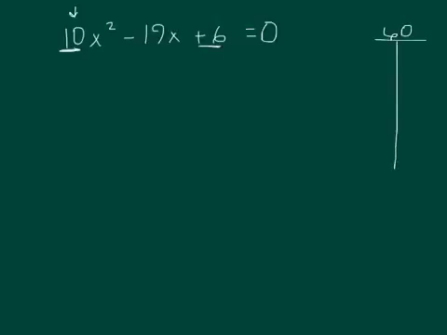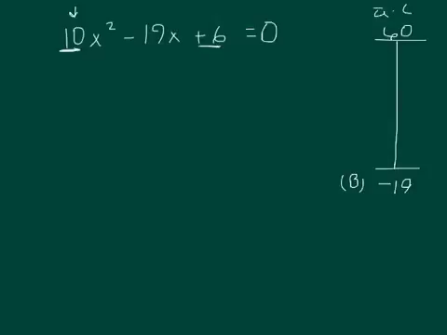And then I create this little t-chart over here. At the top I have a times c. Okay, at the bottom I've got whatever my b value is, including the sign. Alright. And then I start listing the factors of 60.